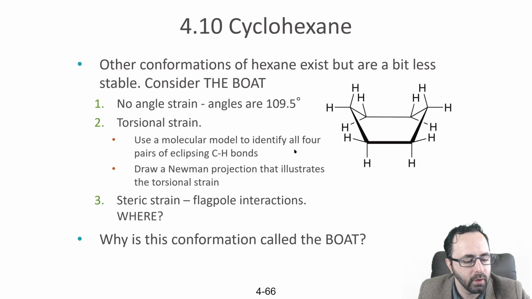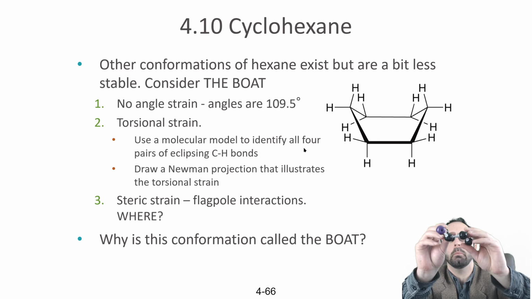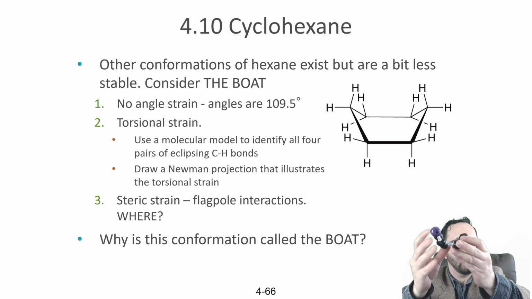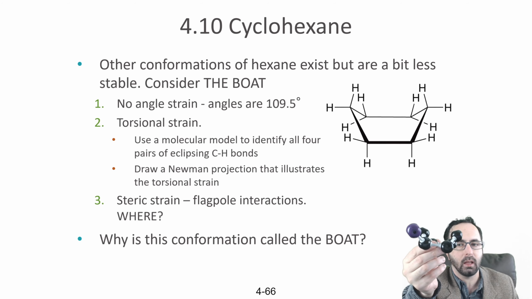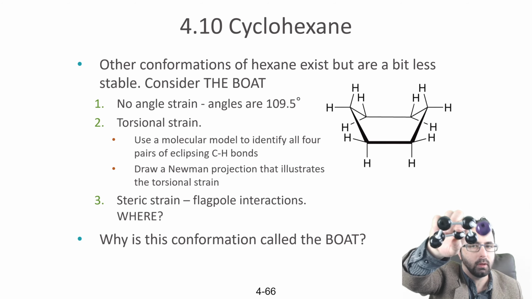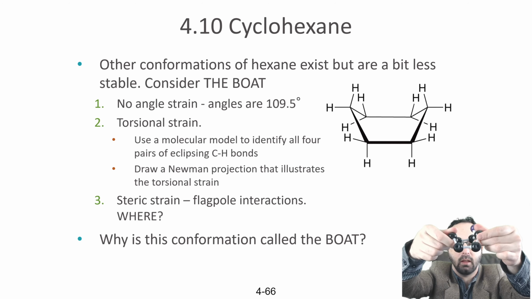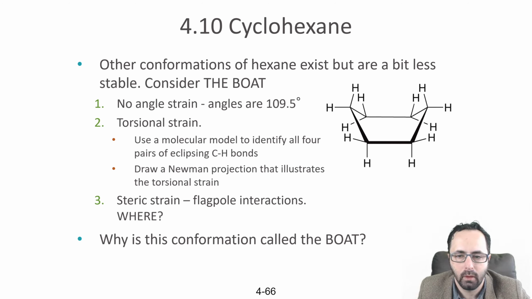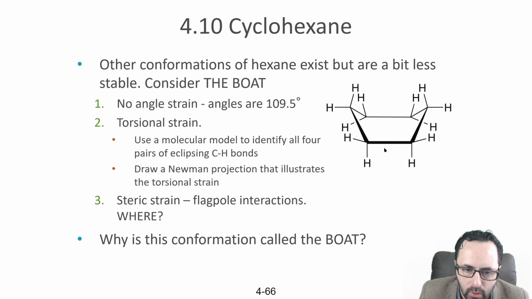Another possible configuration is the boat. So the boat is where we have essentially like this. Both sides are sticking up like that, or sticking down. We've got these two carbons here sticking up. So in the boat configuration, there's no angle strain. It's all 109.5, just like the chair configuration. However, there is more torsional strain because there are going to be more eclipsing interactions between the hydrogens.